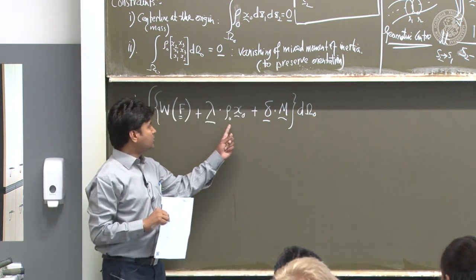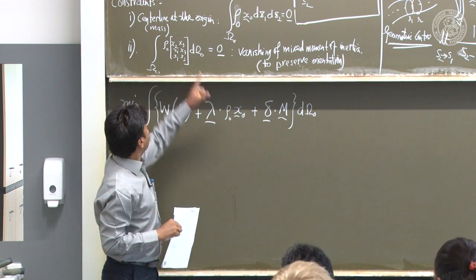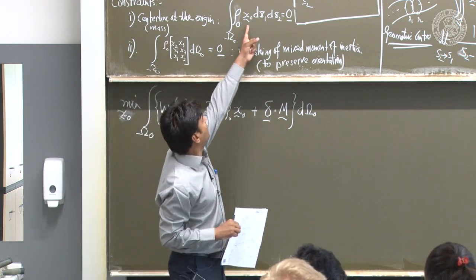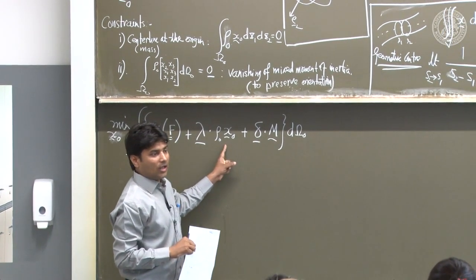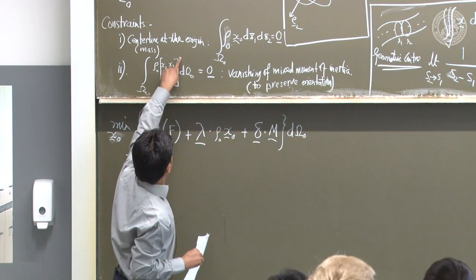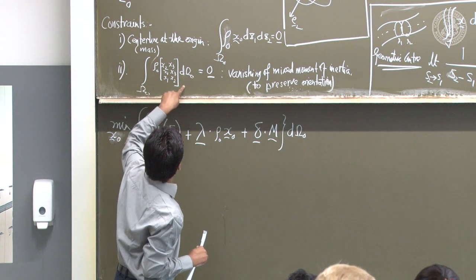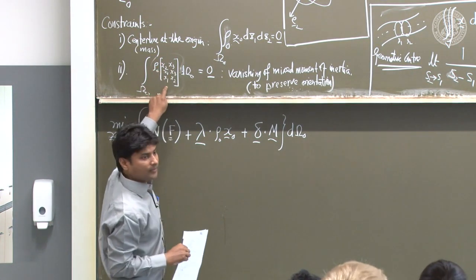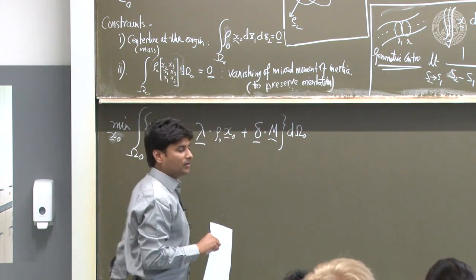So, you see these are your constraints. The first constraint is from here, rho naught little x naught, and the other one is from here. This m is this number here. So, I am defining this to be your m. Okay.